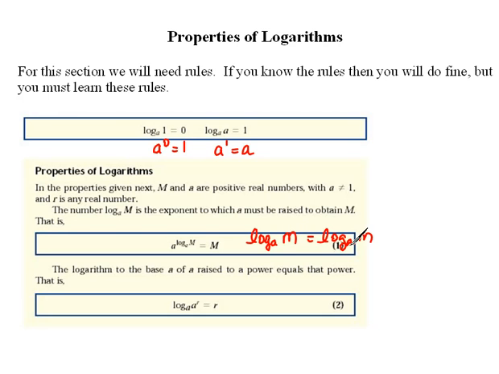Now isn't that a true statement? Log base a of m is equal to log base a of m. So in logarithmic form, it's absolutely there. Those things are identical. So this is a true statement.